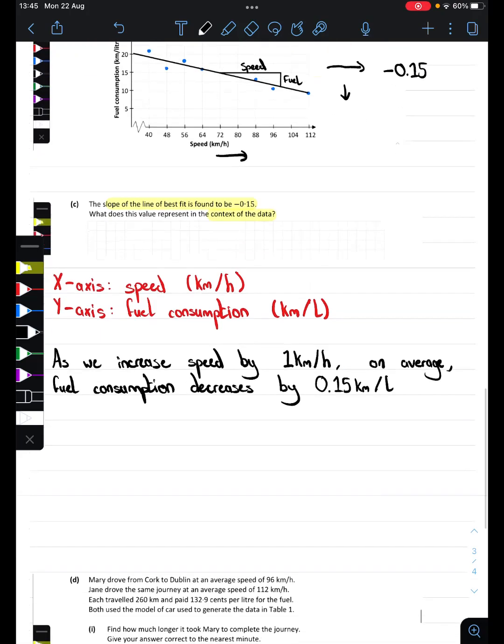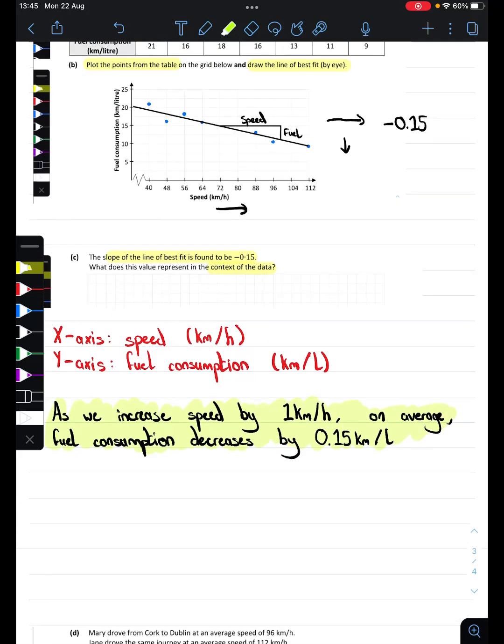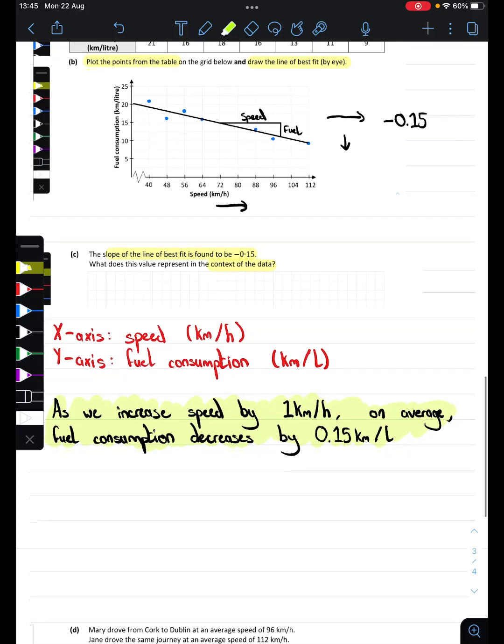Okay, so this is all you would have to write here. As we increase speed by 1 kilometer per hour, on average, because this is only the line of best fit, it's not a perfect function for the fuel consumption, on average, fuel consumption decreases by 0.15 kilometers per liter.